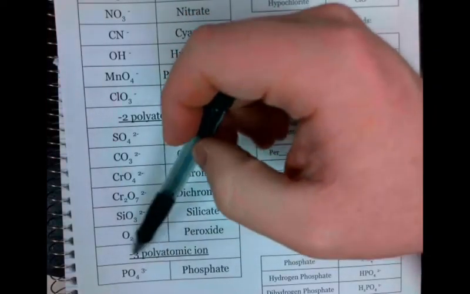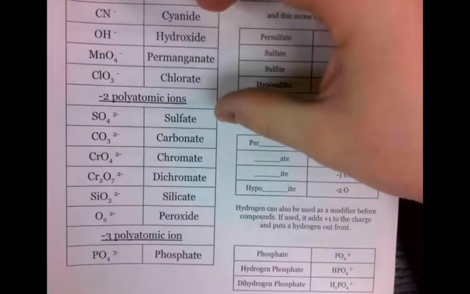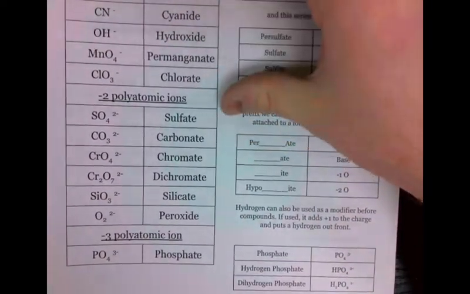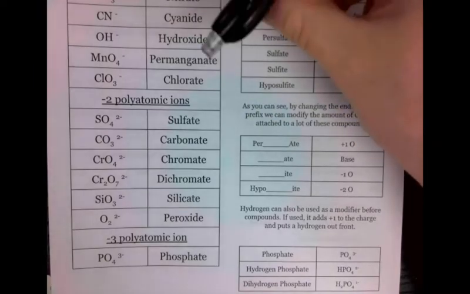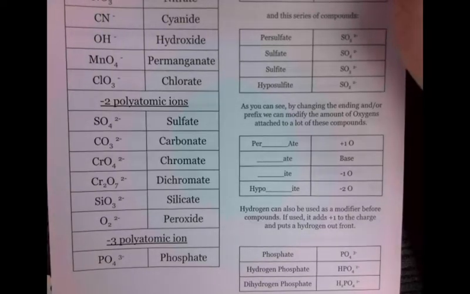And then down here we have our one -3 polyatomic ion, which is PO4 with a 3-, and that is phosphate. Now, all of that you need to have memorized: names, formulas, and charges. And we're only going to be using them more and more as we go through the year.